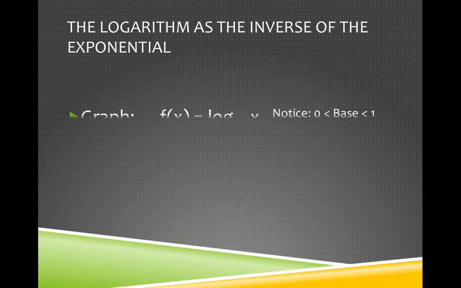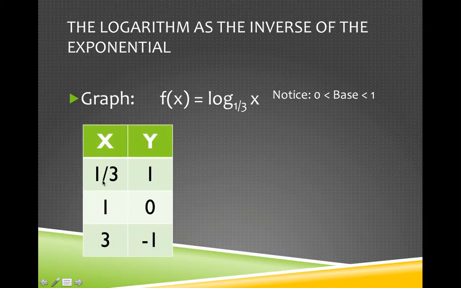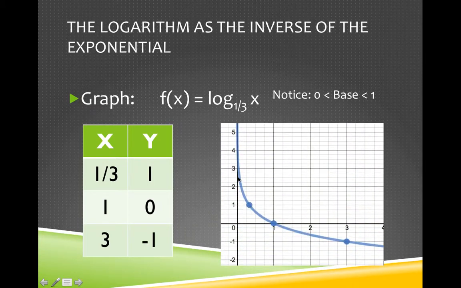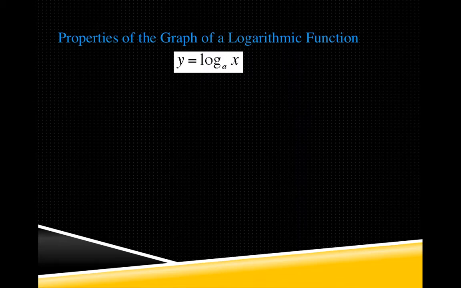If I'm going to graph the log base 1/3 of x, here notice that the base is between 0 and 1, then what's going to happen is I'm just going to switch my x and y from the previous exponential. So I'm switching x and y. 1/3, 1, 1, 0, and 3, -1. When I graph those points, again, I can see that the y-axis, which is x equals 0, becomes my asymptote. This is the log base 1/3 of x. Properties of the graph of the logarithmic function.